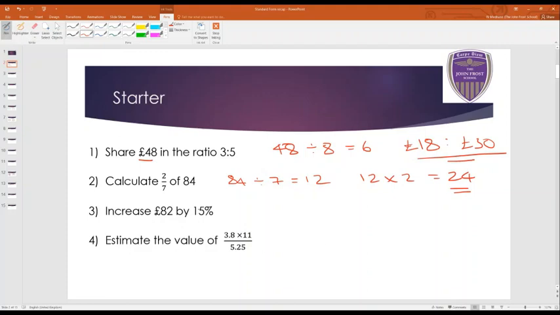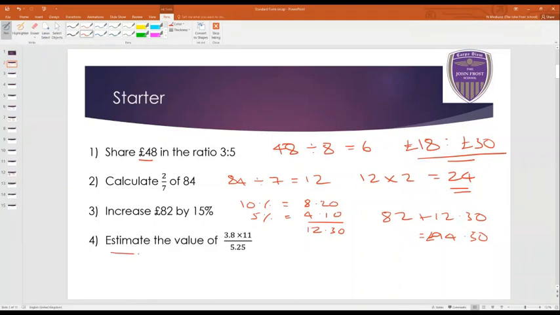Okay, increase £82 by 15%. Well, first of all, we need to find out what 15% is, don't we? So we're going to do 10% and 5% and add them together. Okay, so 10% is £8.20. Remember, we divide by 10, don't we? 5% is £4.10 because that's half of that amount. So if we add those together, that's £12.30 for 15%. Okay, but that's not the end of the answer, is it? Because we're increasing by that amount. So we've got to do 82 plus £12.30, which is £94 and 30 pence. Okay, so that should be fairly straightforward as well.